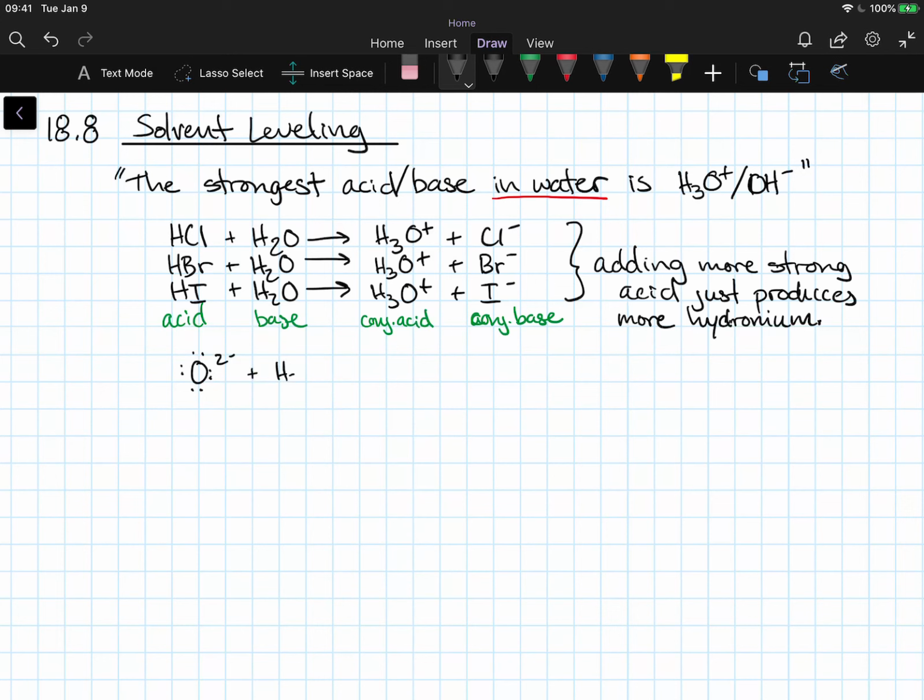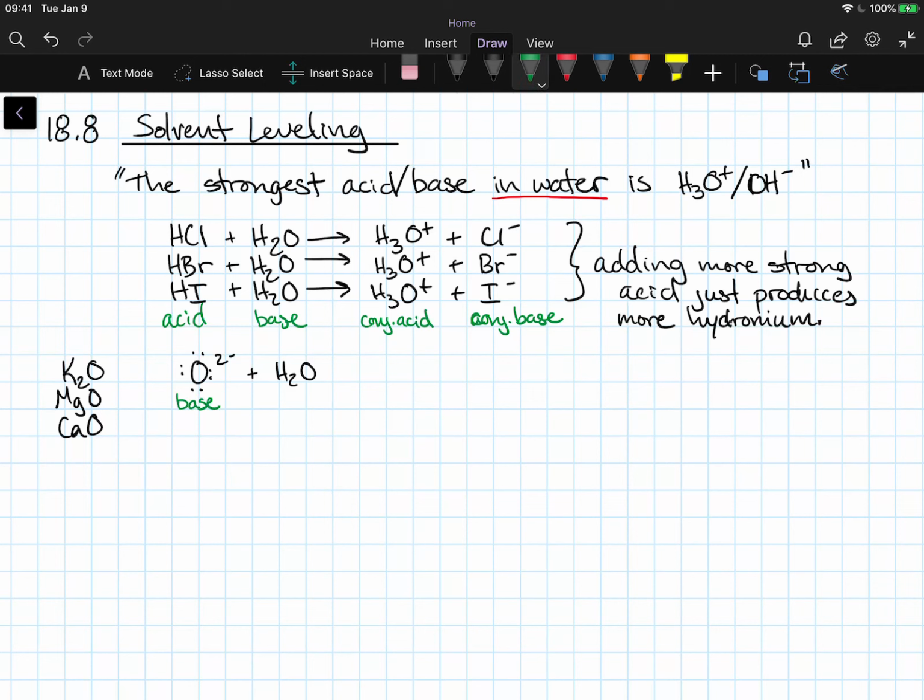If we add that into water, where would oxide come from? Great question, glad you asked. Oxide could come from something such as potassium oxide, K2O. That's one good example. Magnesium oxide or calcium oxide are both sources of oxide. Potassium oxide is going to be soluble in water. Magnesium and calcium oxide are sparingly soluble, so they'll only make a little bit of oxide.